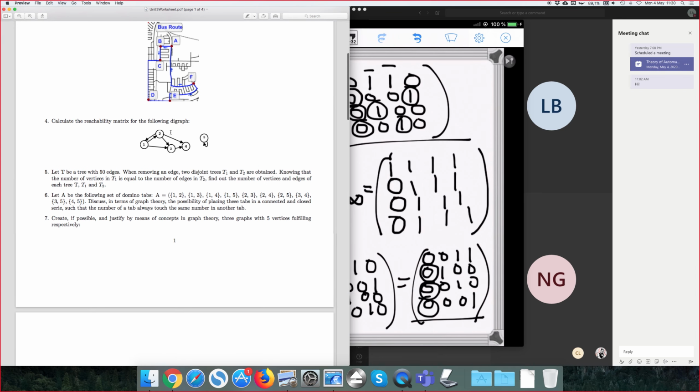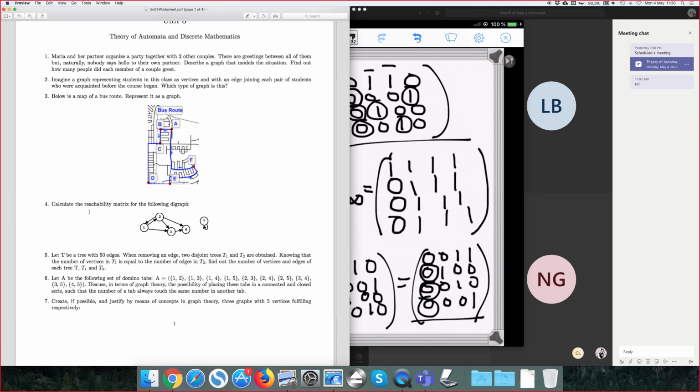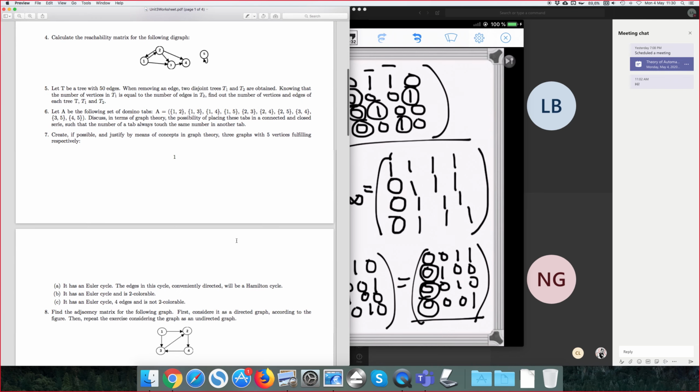Notice that you have another one which is similar, which is number 4. In this case, you are given a graph with 5 vertices, and you are asked to obtain the reachability matrix. So it's the same, but you need to compute the matrices up to M4, and then you compute the Boolean addition of the matrices. Okay? No questions?